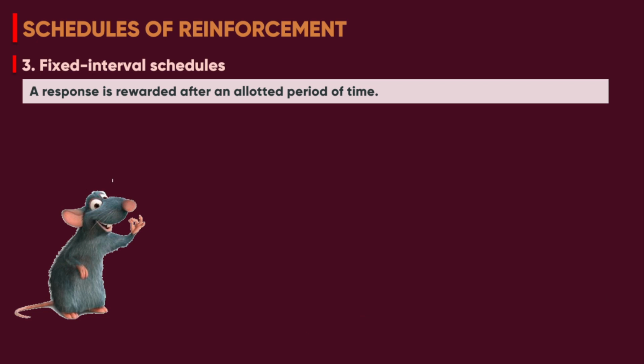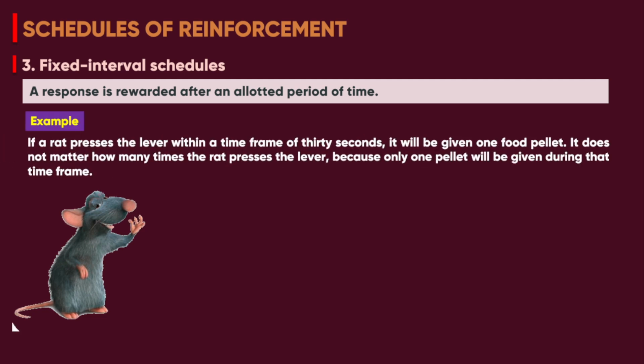The third one is fixed interval schedules. In fixed interval schedules, a response is rewarded after an allotted period of time. For example, if a rat presses the lever within a time frame of 30 seconds, it will be given 1 food pellet. It does not matter how many times the rat presses the lever because only 1 plate will be given during that time frame.